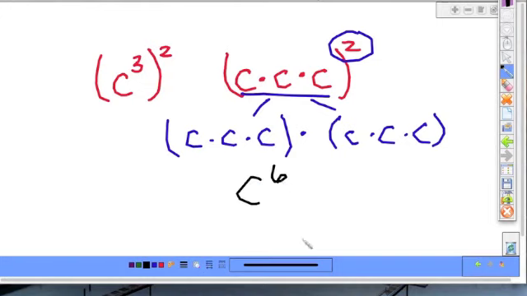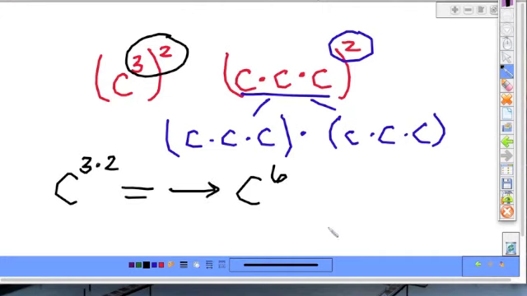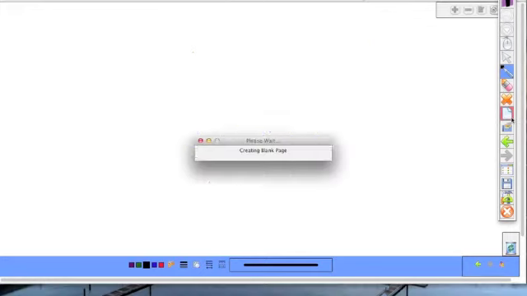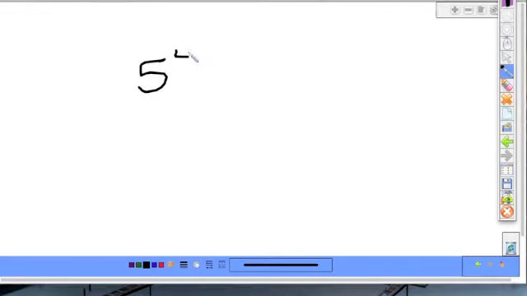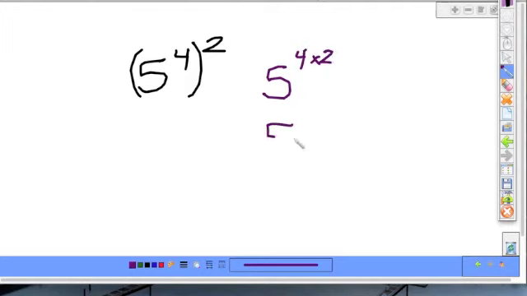Now, there is a faster way of doing this. What you're going to do is multiply these exponents this time. When they're being raised to another power, you just multiply. So c, 3 times 2 equals c to the 6th. All right, let's try another one with numbers this time. If I had 5 to the 4th power all being raised to the 2nd power, I'm going to take my 5, which is my base number, and do 4 times 2. So my final answer is going to be 5 to the 8th power. And that's all you have to do, friends.